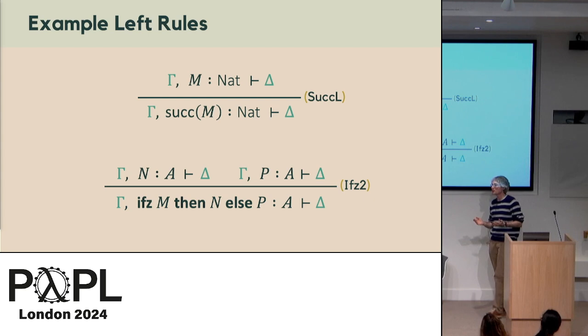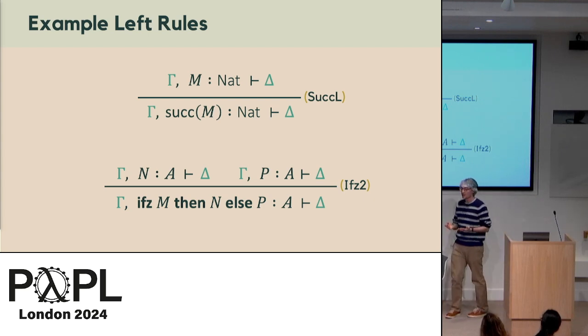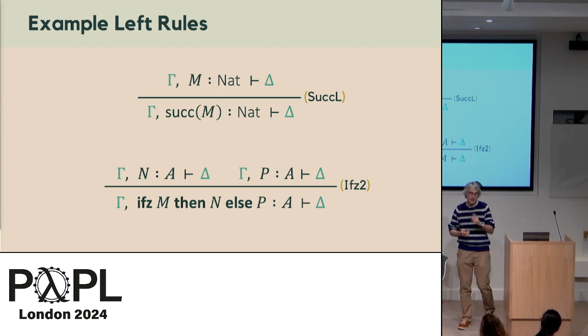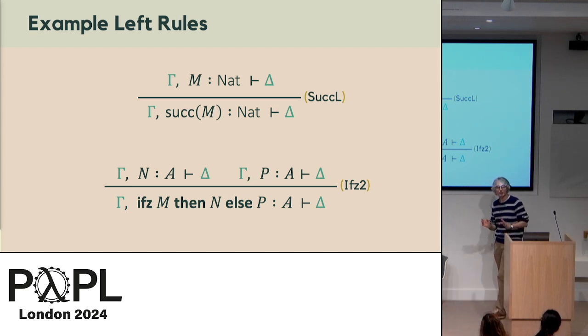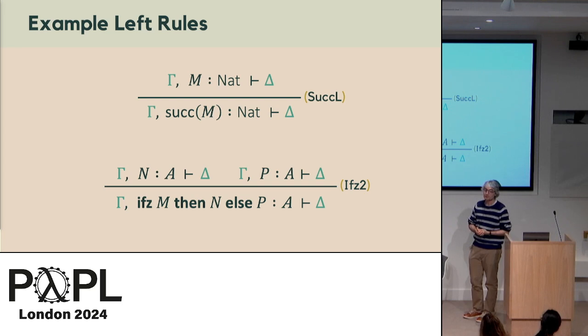Now, in sequent calculus, we think of left rules as explaining how to refute a formula that occurs on the left, but in practice, more often you use them just to extract information from assumptions. But let's stick with refutation because it's a good way to explain the rules. So for example, if I want to refute that the successor of m is a nat, then one way to do that is to refute that m is a nat.